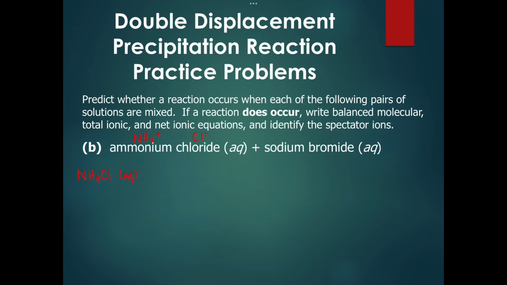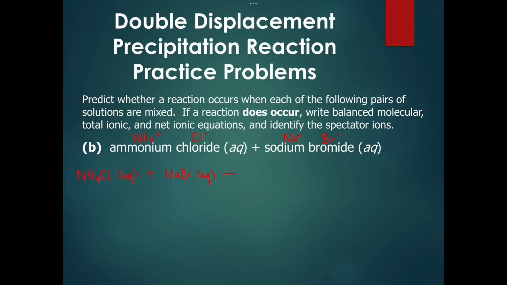So even if it didn't say it was aqueous, ammonium is one of those ions that you're supposed to memorize, and that's going to tell you this is aqueous. So then we have sodium bromide. So sodium is Na+, bromide is Br-. They are equal and opposite, so we just get NaBr, and that's aqueous.